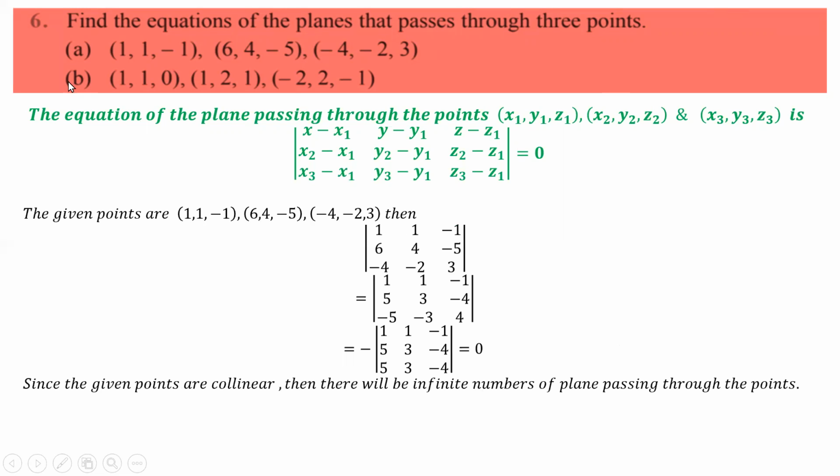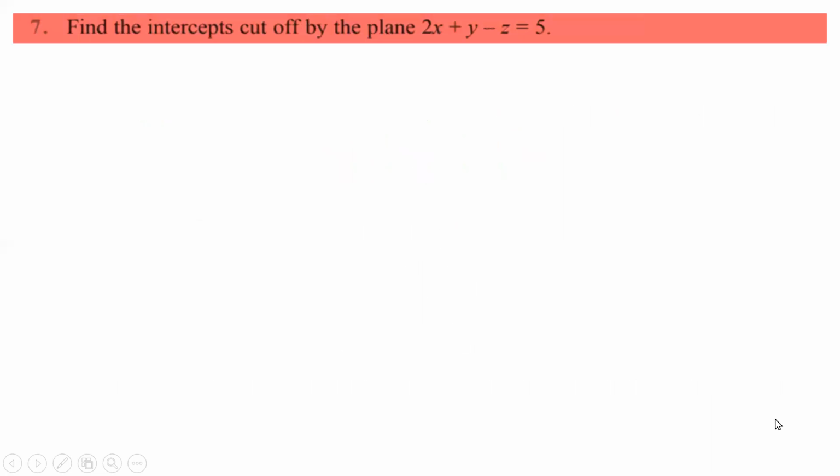Question number 6B is your homework. The points are (1, 1, 0), (1, 2, 1), (minus 2, 2, minus 1). These 3 points are given. Find their determinant first. If this is non-zero, then find the equation of the plane. This is the formula. So by this formula, you need to find the equation of the plane. Now moving to the next question, question number 7.